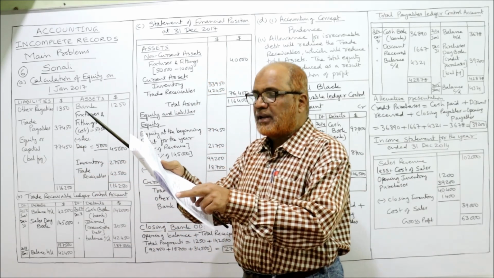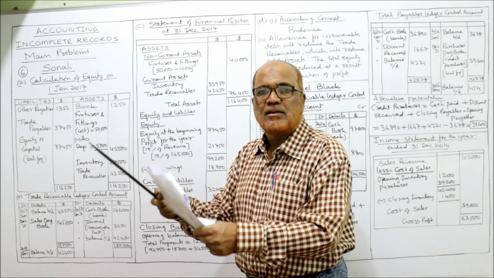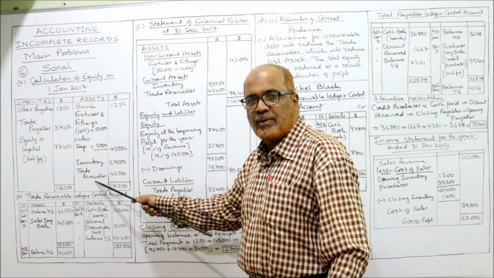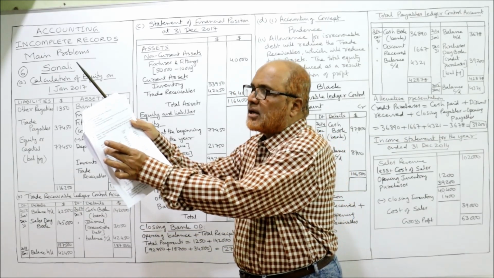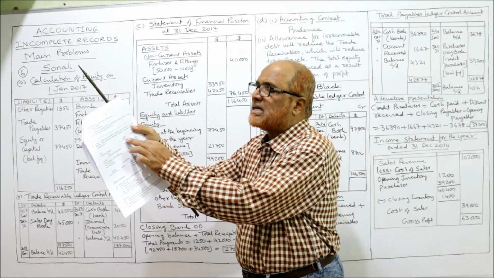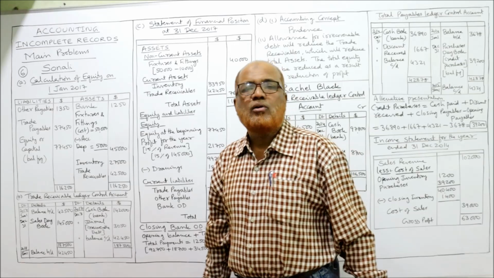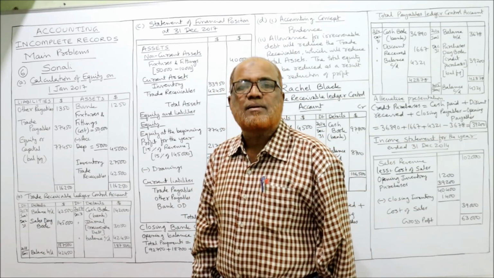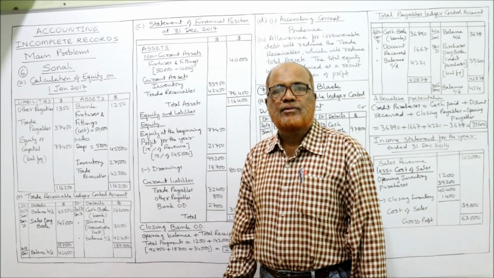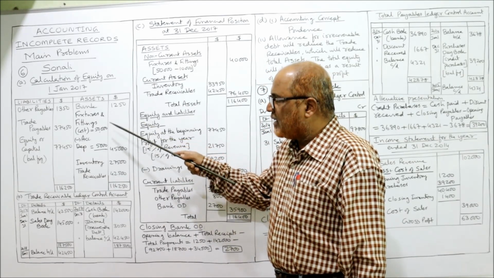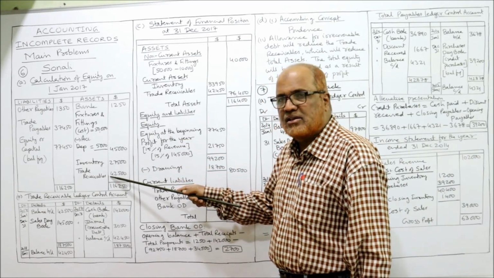Then we have trade receivable, an asset. So asset side, trade receivable. That's all. Whatever the values are given at the beginning of the year, 1st January 2017, I have taken all the values. The only thing you have to remember is which are the assets and which are the liabilities. So I have taken all the assets: bank, fixtures and fittings, inventory, trade receivable.